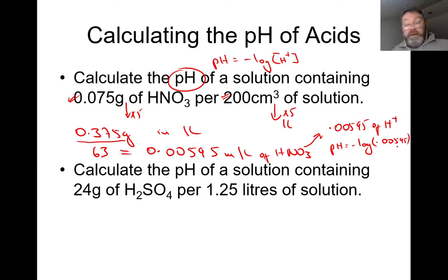which I now feed into my formula to get my pH as minus the log of 0.00595, and go back to your calculator, minus log 0.00595, and that comes out as 2.23. And that's your pH.